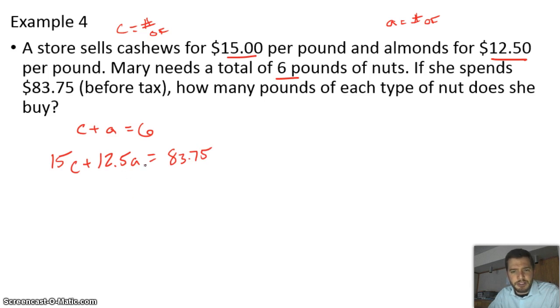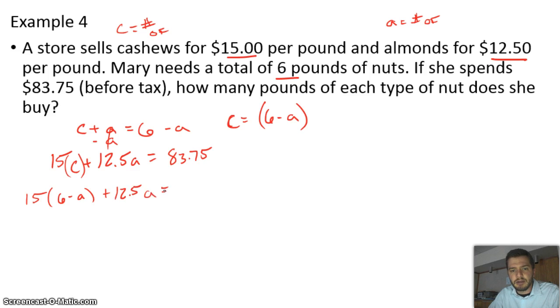With the decimals, I'm just going to leave them for now. I think I'm going to use substitution. So I'll solve for C. I'm going to subtract A from both sides, so C equals 6 minus A. This is what I'm going to plug in for C. So it'll be 15 times (6 minus A) plus 12.5A equals $83.75. Go ahead and distribute here, so it'll be 90 minus 15A plus 12.5A equals $83.75.